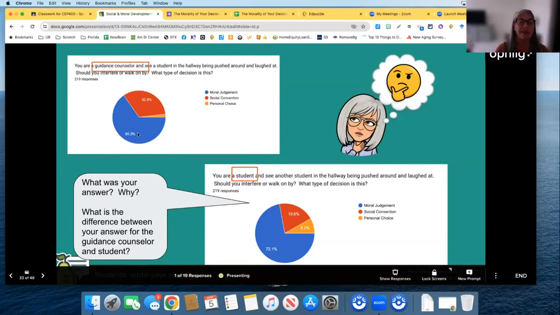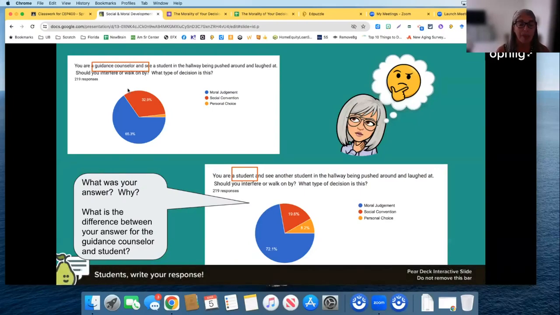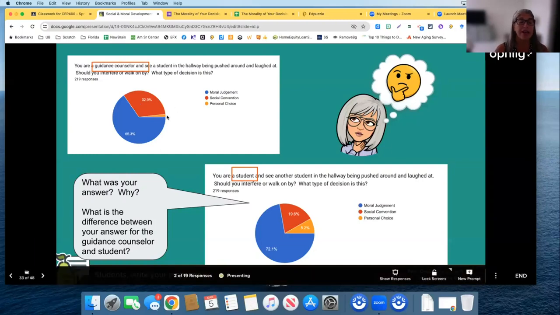Now, 65% of you said that this was a moral judgment, and about 32% said that this is a social convention, that guidance counselors in the social situation need to step in or interfere. It's their job, so it would be a social convention. And then a few people said it's a personal choice.